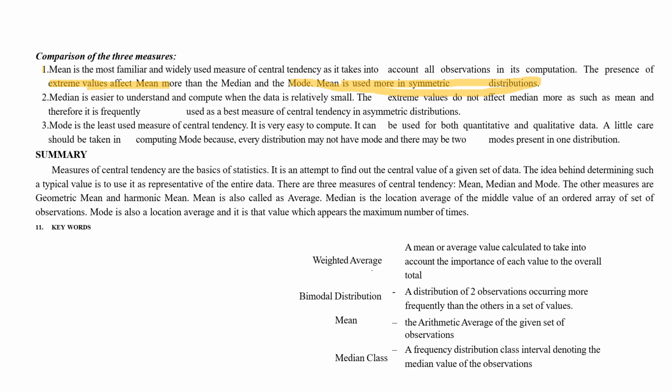Median is easier to understand and compute when the data is relatively small. Extreme values don't affect the median as much as the mean. Therefore, it is frequently used as the best measure of central tendency for asymmetric distributions. Median is used more for asymmetric distributions. Mode is the least used measure of central tendency.